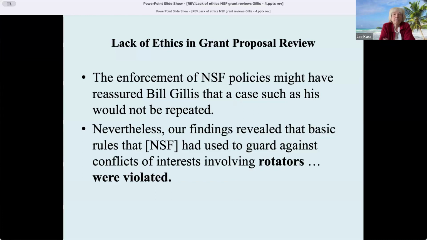Nevertheless, our findings revealed that basic rules from the NSF that had been used to guard against conflicts of interest involving rotators were violated. So when we did our research, when we found the documentation, it was clear to us that these rules were definitely violated, although NSF denied it.